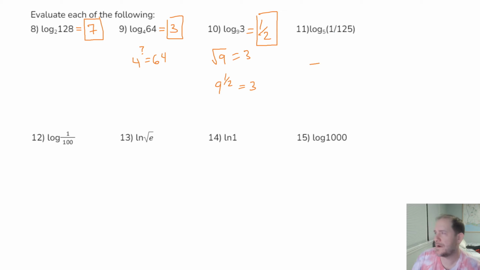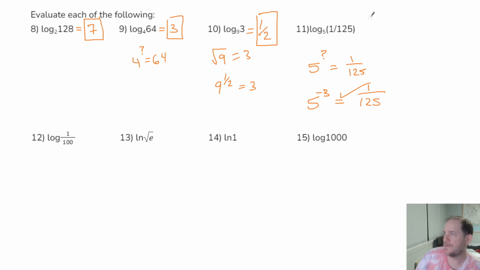Again, you're looking for a power of 5 this time. That gives 1 over 125. And if you think about it, 5 cubed is 125. So to get to 1 over 125, wouldn't we just use -3 as our power? Then the negative would take our reciprocal, the 3 would cube us, everything would come out great. So we know that the value of this log is -3.